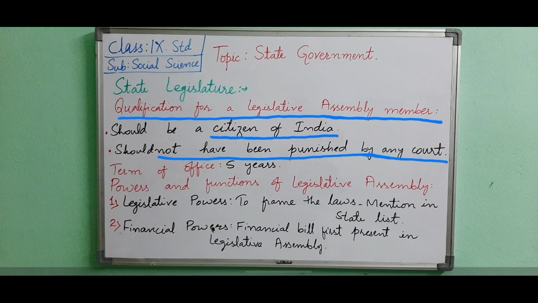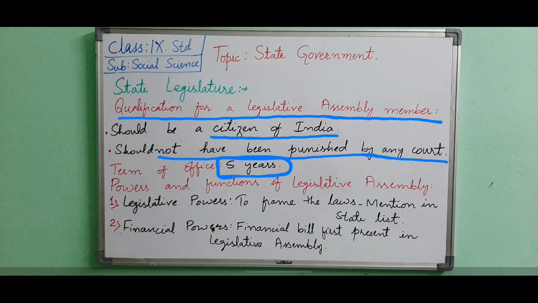Now next is term of office. The members of the Legislative Assembly, Vidhan Sabha, are elected for 5 years. However, the Assembly may be dissolved before the expiry of the full term on the recommendation of the Cabinet. Here Cabinet means a group of ministers. At that time, the state will be under President's rule. If the members do not intend to continue in the Assembly, they should submit their resignation to the Speaker.